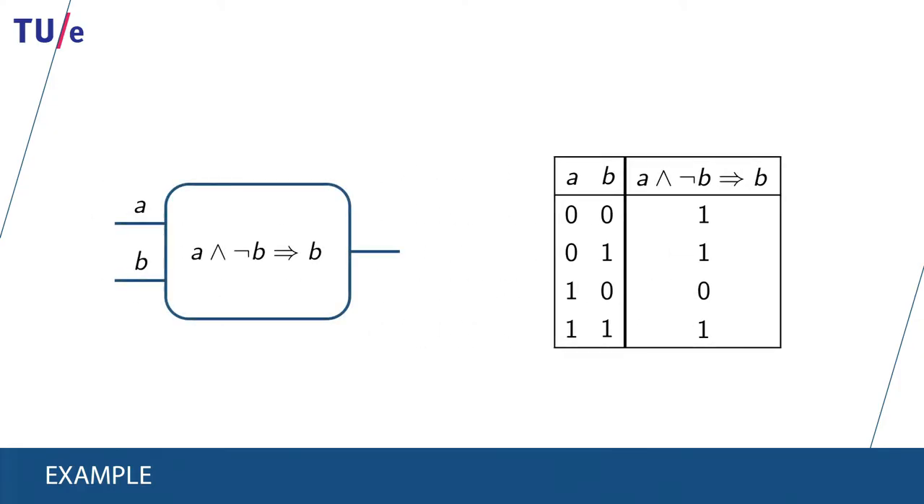We have computed the truth table for the abstract proposition A and not B implies B using the truth tables for the connectives. This table unambiguously describes the input-output behavior of the device with which we started our lecture. The device apparently produces a 0 only if we put a 1 on the input port labeled A and a 0 on the input port labeled B.